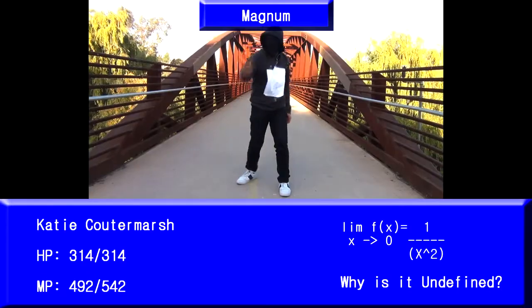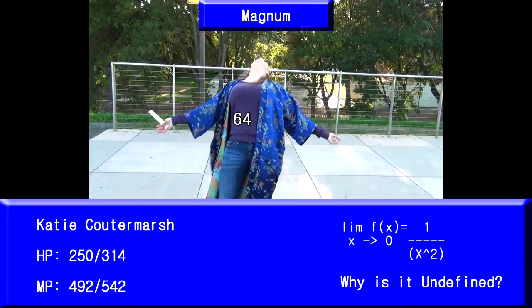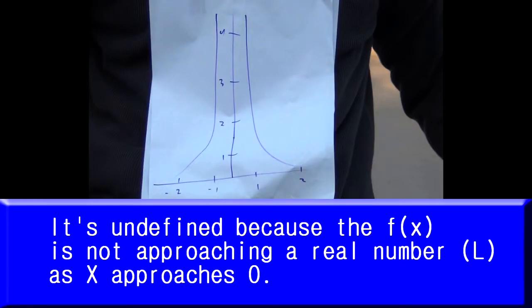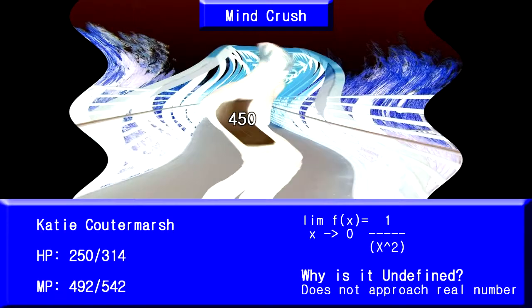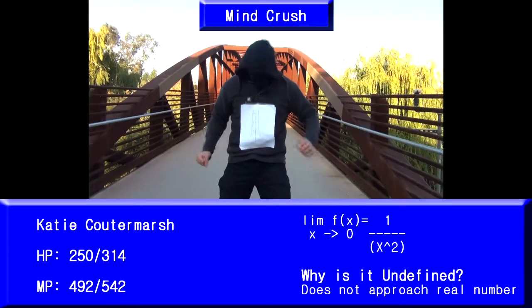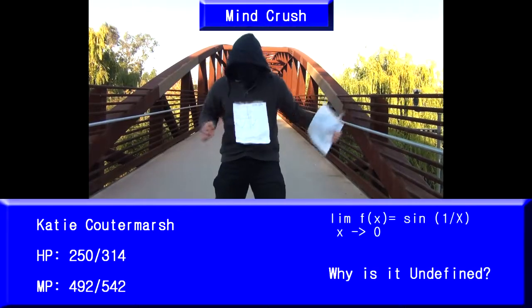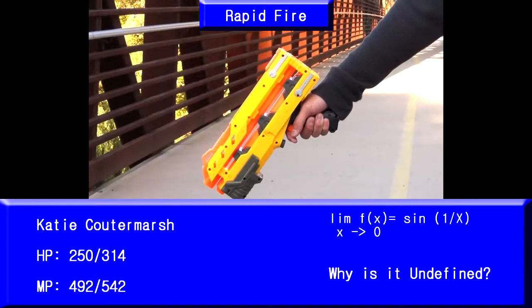Wait, there's another graph? Yeah, this enemy is harder. He's gonna have more graphs than the usual enemies. It's his turn now. Oh, this graph is easy. It's undefined because the function is not approaching a real number as x approaches 0. Good job, you're becoming good at this.